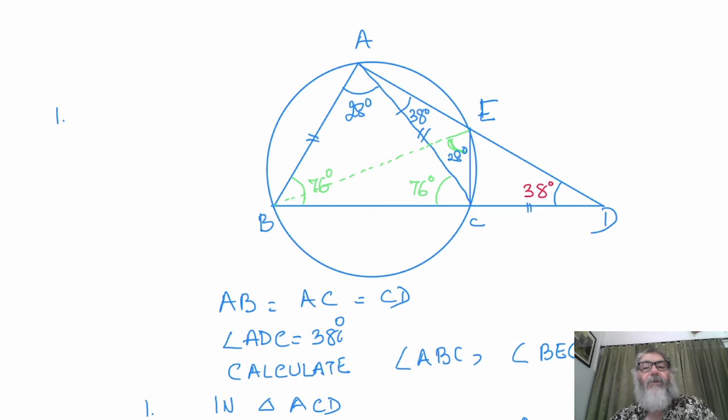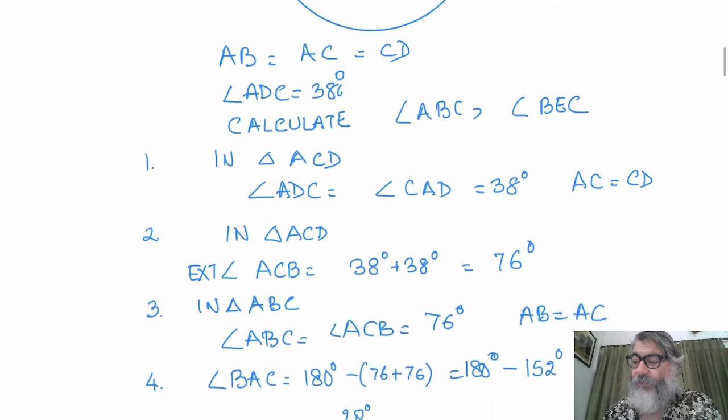Now once we have got two angles of the triangle, I can calculate the third angle, that is BAC. How did I calculate that? 180 minus (76 plus 76). 76 plus 76 is 152. So 180 minus 152 gave us 28. Then we said BAC and BEC are angles in the same segment, and hence angle BEC comes out to be 28.